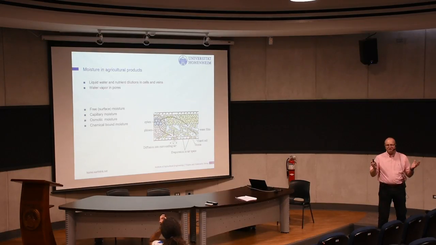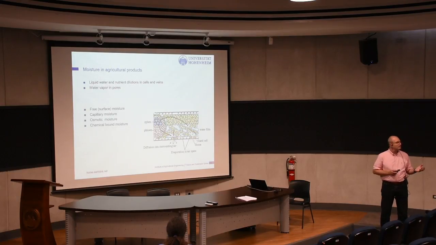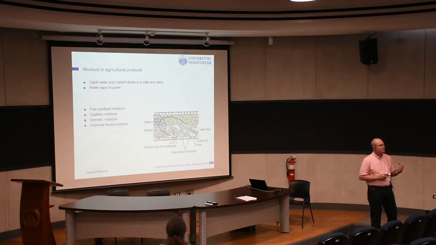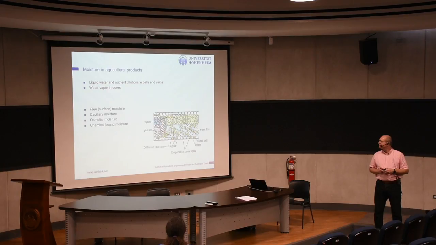So you see different ways how water can be bound in a product, and if you should make a ranking here, which bounds are the strongest, what would you say? What would be the ranking in this list? Which water is bound very strongly and which water is not so strongly bound? I agree, chemically very strongly bound. Very good.